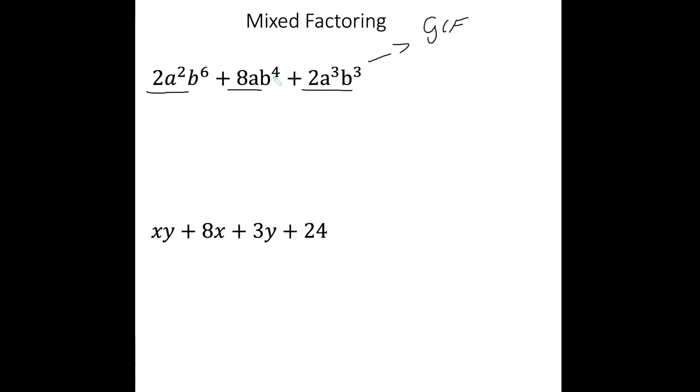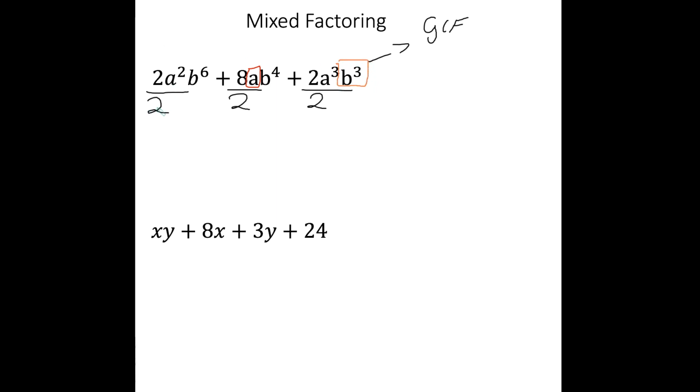For my coefficients, I have 2 and 8. The greatest number would be 2. Now, I notice that a is common to all 3 terms, and remember to find the GCF for the variable, you choose the one with the smallest, so I'm going to take that a. And the b is common to all 3, but this is a 6, this is a 4, and this is a 3rd, so remember we take the one with the smallest, so I'm going to take that.